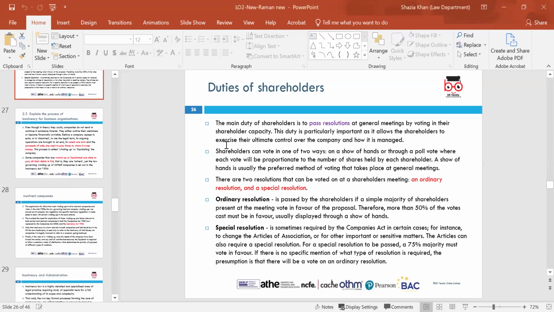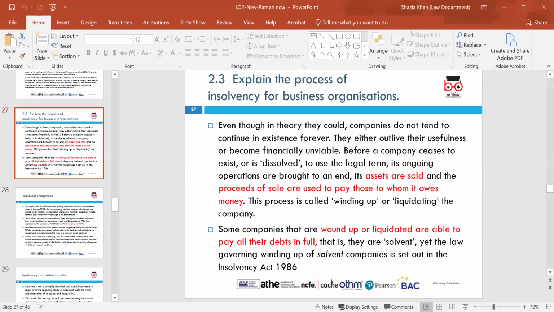So 2.3, the next one: explain the process of insolvency for a business organisation. When we look at insolvency, the formal insolvency process is liquidation. That is where the company is used for the sole purpose of closing the company down and dissolving it from the company register. Liquidation is the process of closing a limited company, selling assets and dissolving it from the register. This is where the company comes to an end and there's no need for the company.